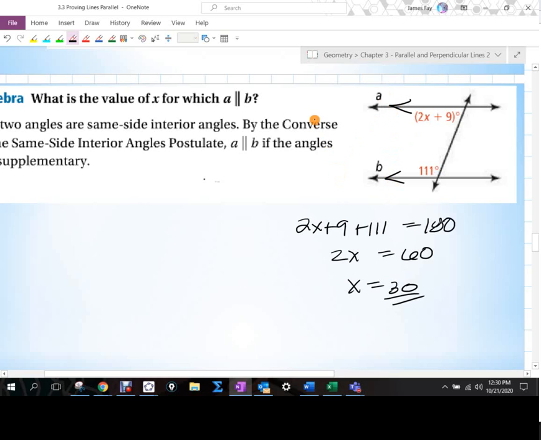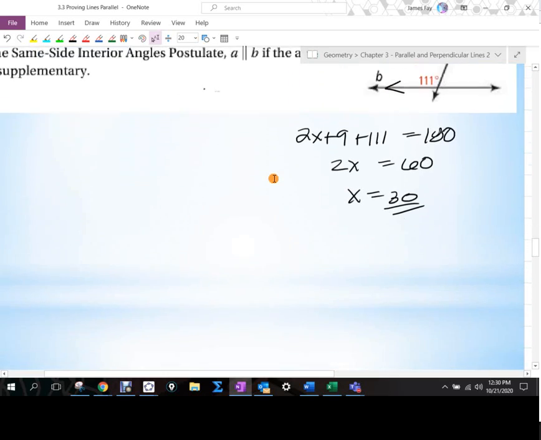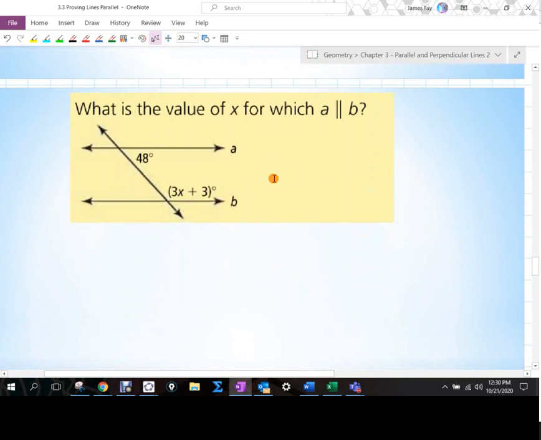Not parallel, okay? And one of the words that we use for not parallel is convergent. They're going to converge on one another. They're going to intersect eventually. What's the relationship here? To make A and B parallel, those two angles better be supplementary. There's same side interior again. So 3x plus 3 plus 48 should equal 180. Again, just to save time, I'll let you solve that equation on your own.